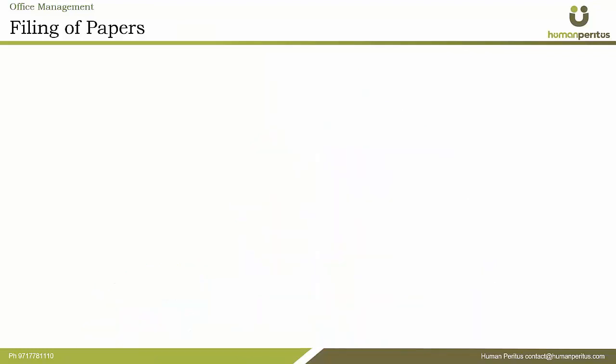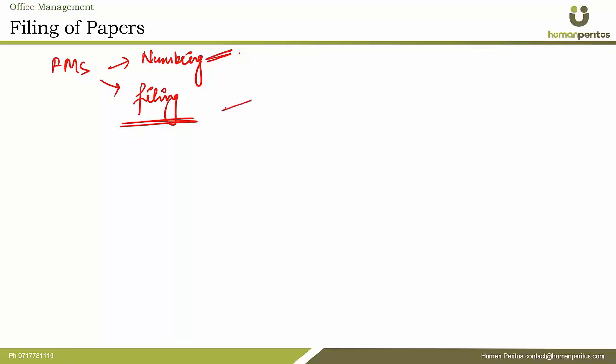Now let us understand part B, which is filing of papers. We have read that file management is read in two parts, which are numbering and filing. So numbering we have just read. Now we will discuss the filing of the papers. A file, as I have told you, the physical file has two portions, the notes portion and the correspondence portion. In an e-file, we have 6 portions like that only.